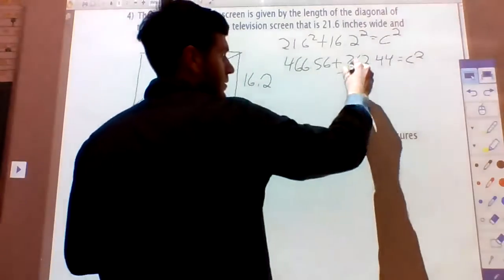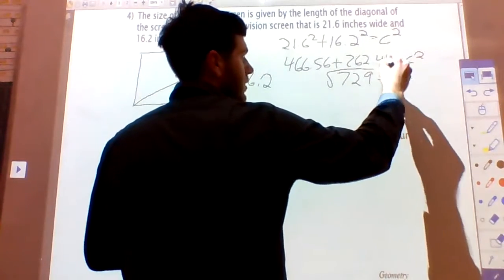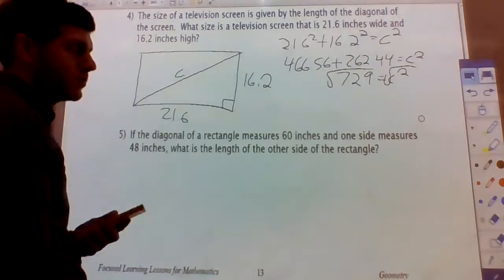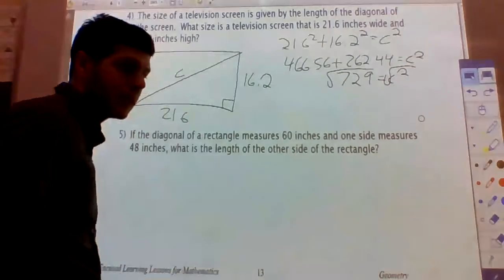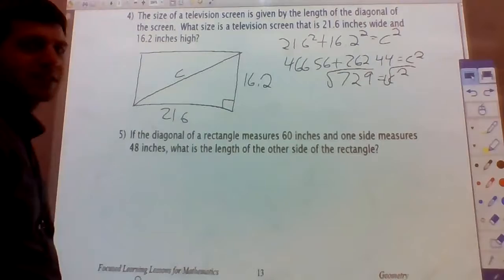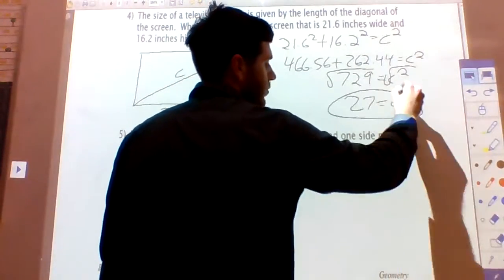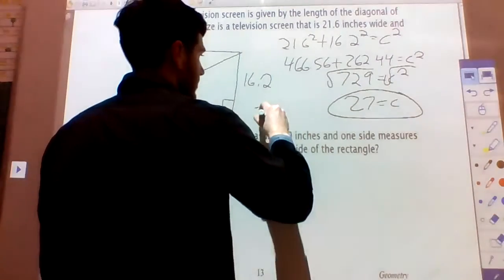729, which I believe is 27. So square root both sides. Right, we have a square. To get rid of the square, we have to do the inverse operation, which is a square root. Square root of 729 is 27. Again, plus or minus 27, but we can't have a negative size of the TV, so it has to be positive 27. It has to be our only answer choice here. So 27 inches.